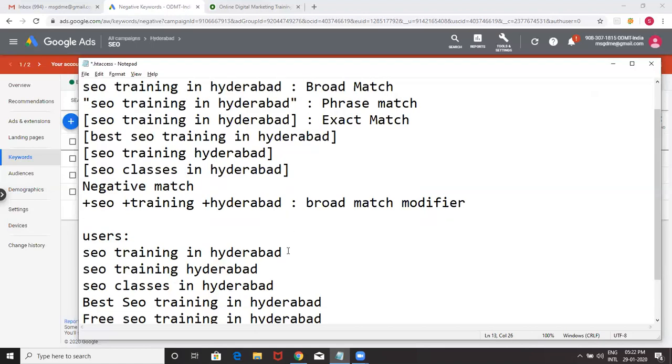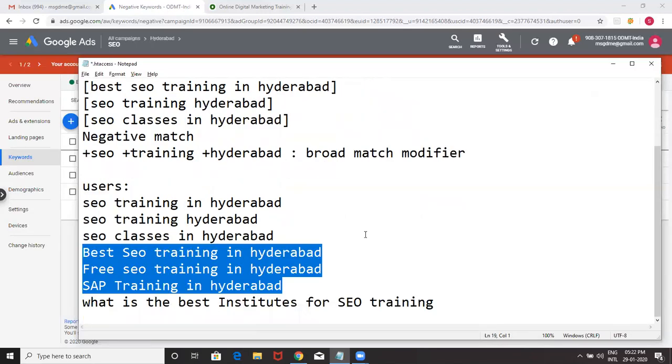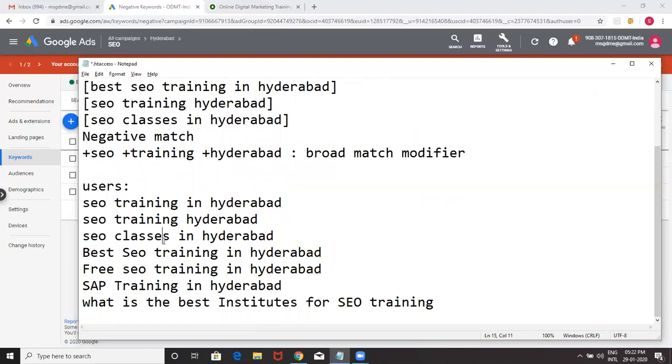SEO training in Hyderabad. Second one, yes. Third one, no. Why? Because the words are not matching. Training is missing. SEO is there, Hyderabad is there, but training is missing. That's why.